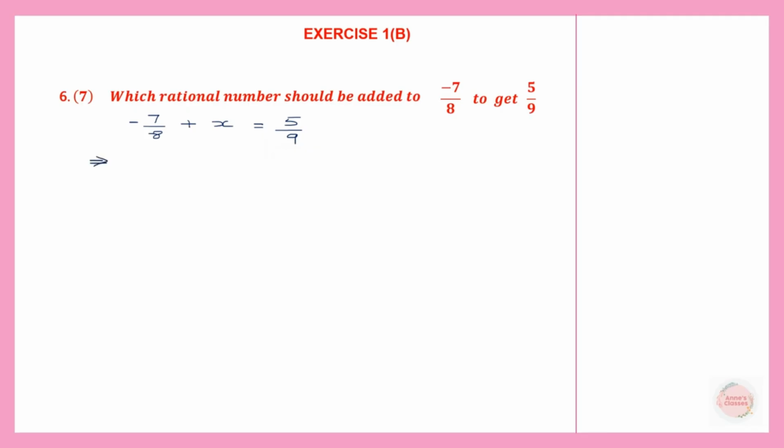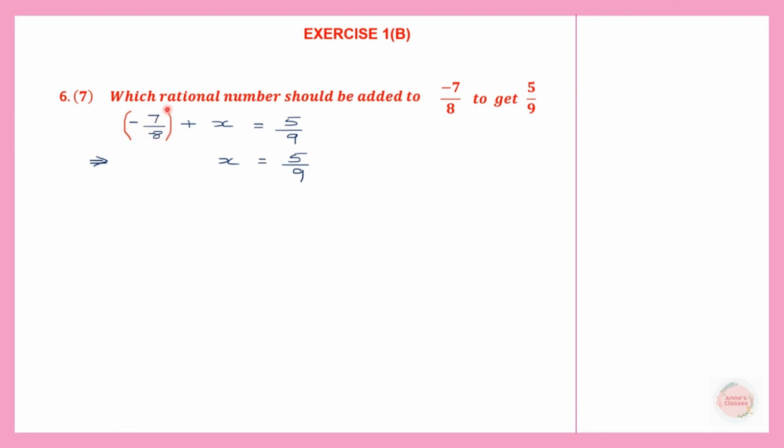That means we're going to leave x here on the left hand side. On the right hand side we have 5 by 9. Now we are going to transpose this minus 7 by 8. Okay, now minus 7 by 8, if you have to take it as a rational number separately, you have to understand that before that there is a plus sign. Okay, this is a number by itself. Before that there is a plus sign.